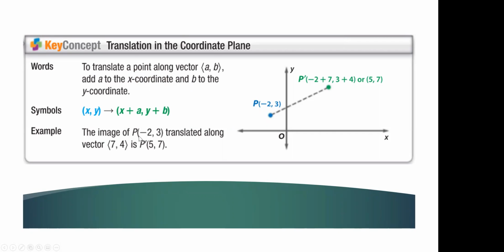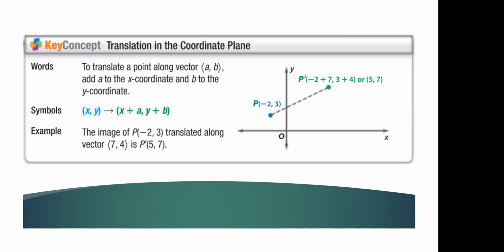So here they had the example, the point P (-2, 3) is translated along vector (7, 4). So the translation of P would be P' (5, 7). Okay?